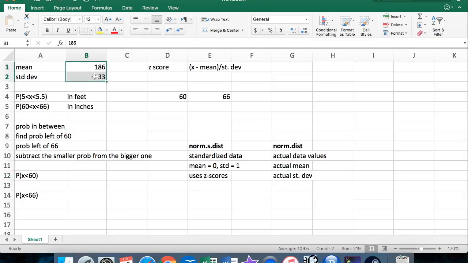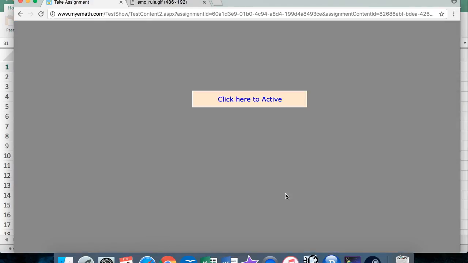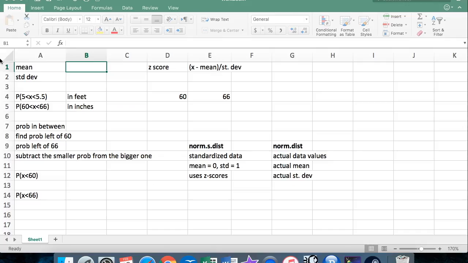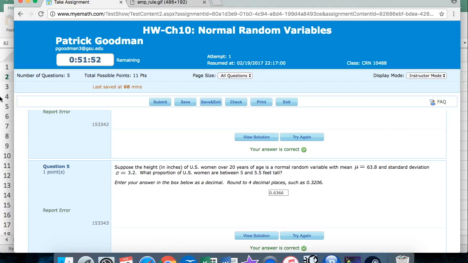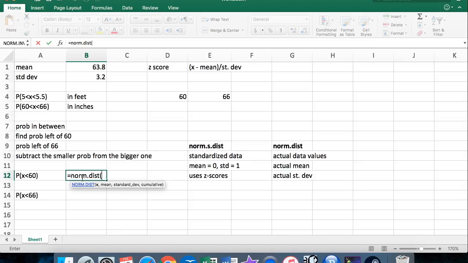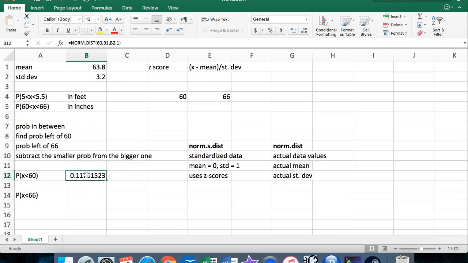And actually, let me change these really fast, because these are not the correct ones. The mean, they say, is 63.8, and our standard deviation is 3.2. Okay, there we go. Now we can do this. Equals norm.dist. Our x value that we want to find the value less than is 60. Now your mean is 63.8, comma, your standard deviation, so click on that. When you're working in norm, you're almost always going to have cumulative, so just type a 1 for yes. There you go. That's less than 60.